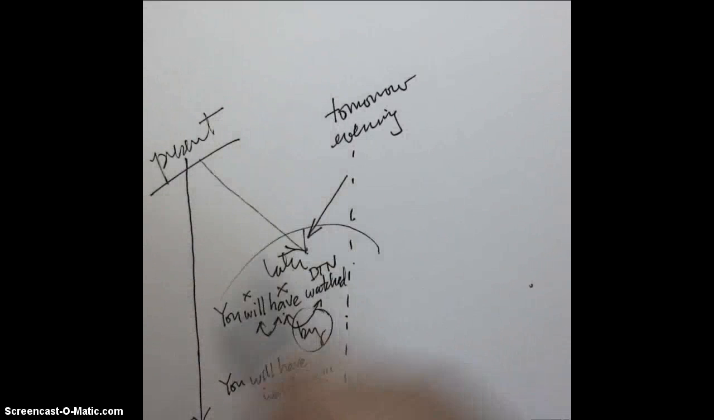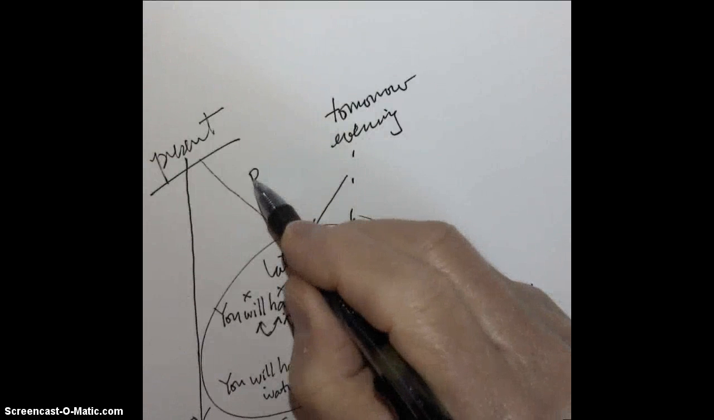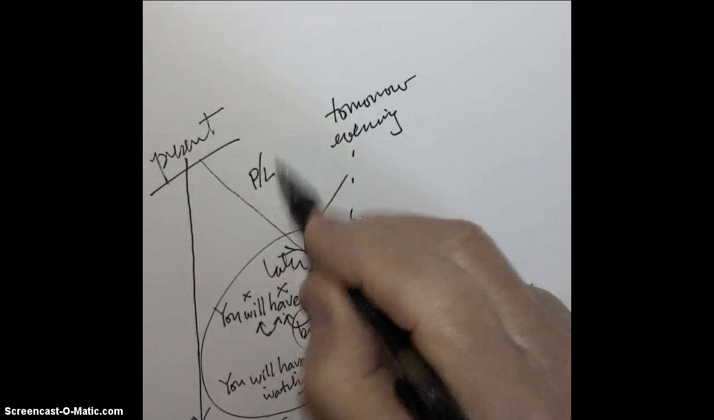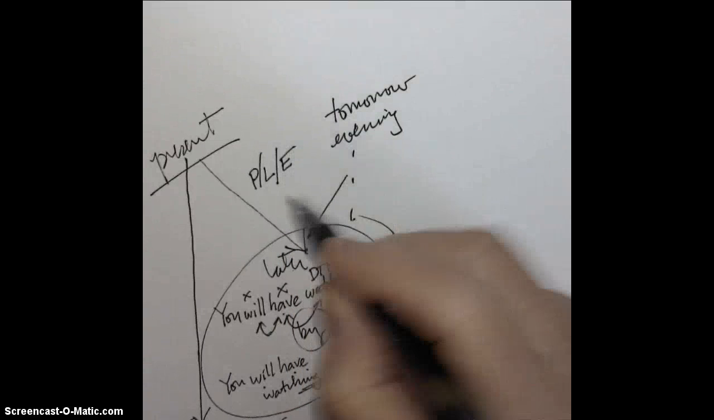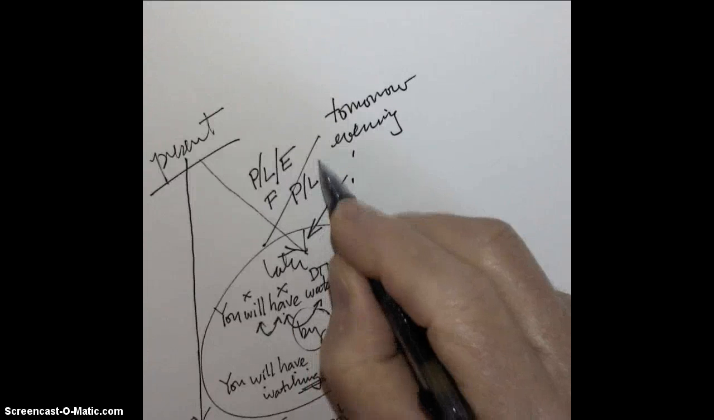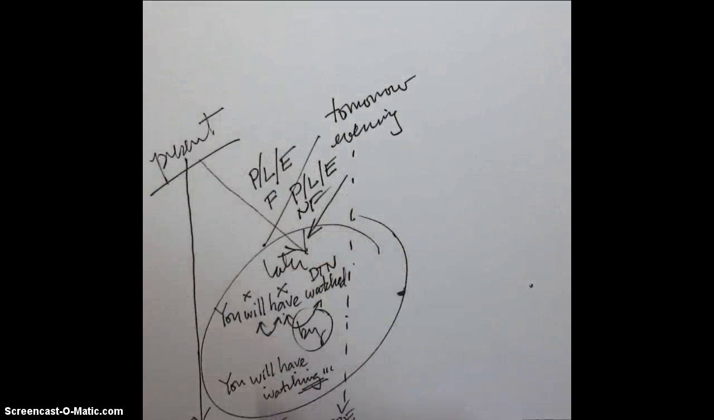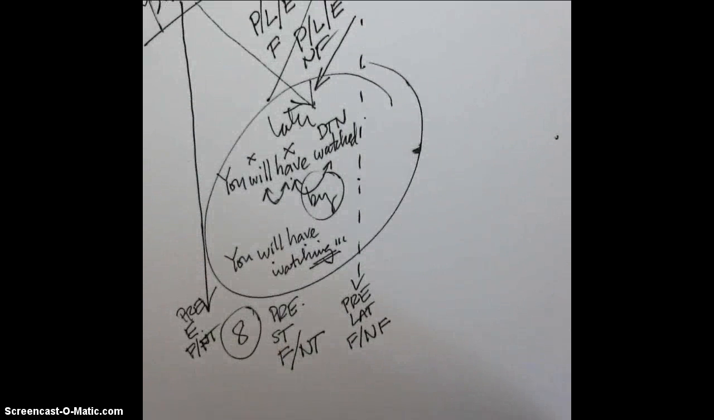And then we have these 2 more ways to do it, which is present, later, but also earlier than another time, finished. And then we have present, later, earlier than another time, not finished. So here we have definitely, there's 8 different ways to write the verb.